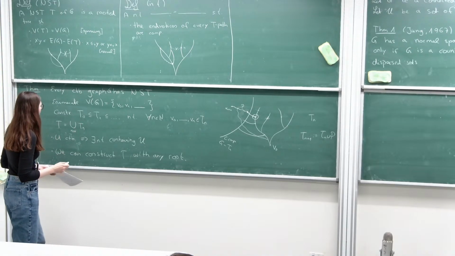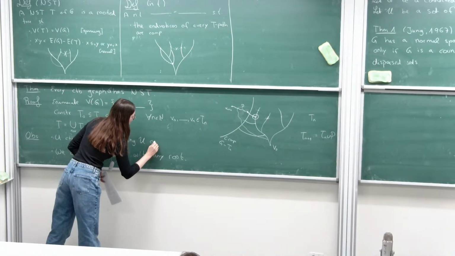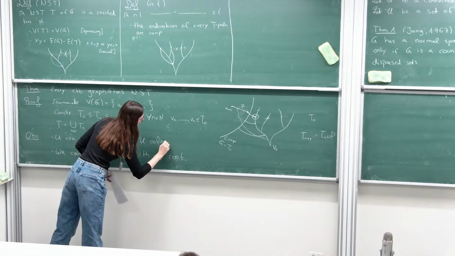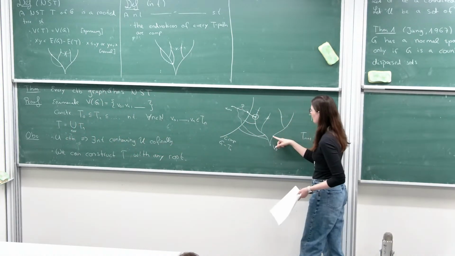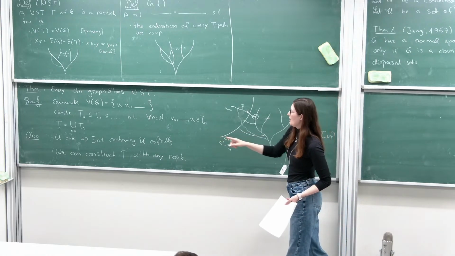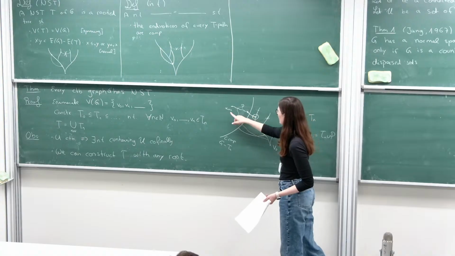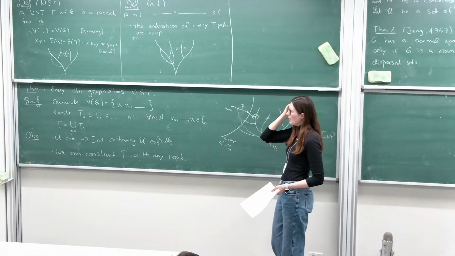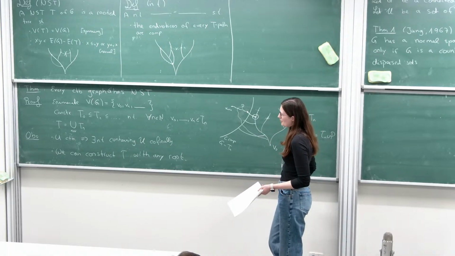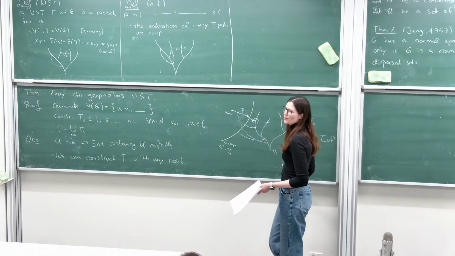And I can even find this normal tree such that it contains U cofinally, which means that for every vertex in my tree, there's always a vertex from U that lies above it. This is exactly how I constructed them. So there's always a vertex from our vertex set U that lies above it or at the same height. Okay. So these are two observations that we will not look too much at for now, but they will be a bit more interesting later.